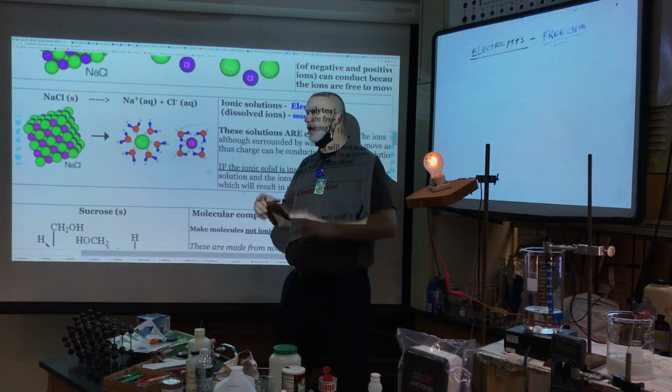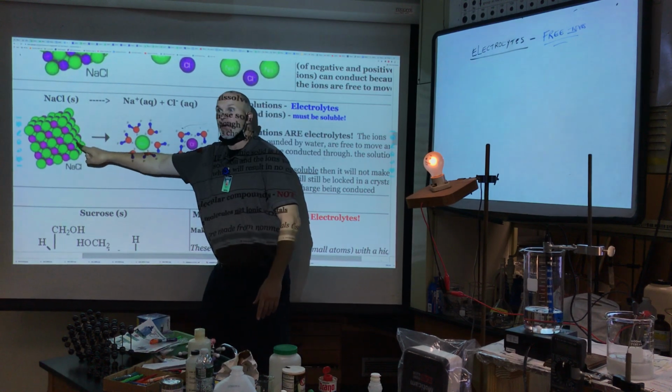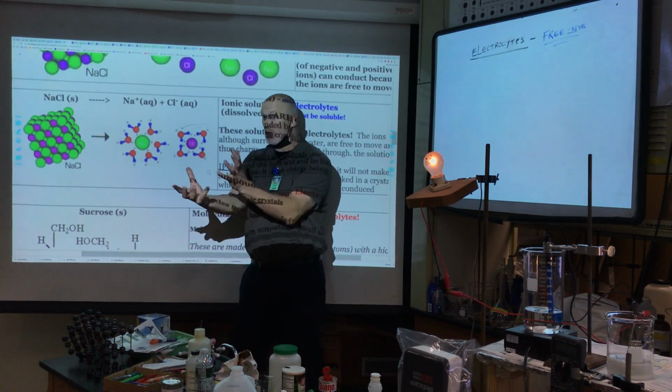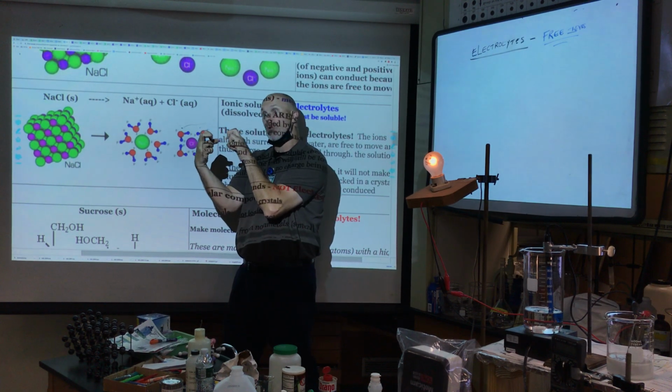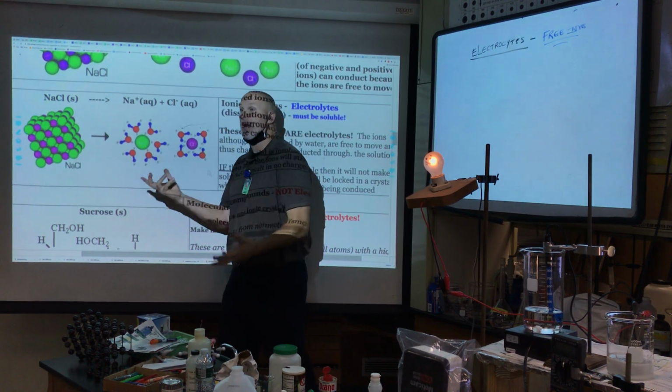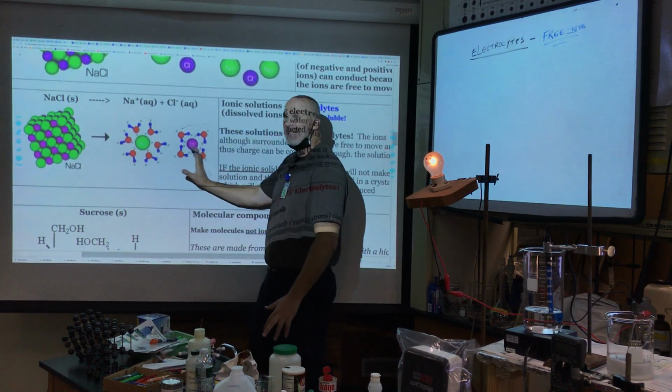So when we really think of electrolytes, we think about dissolved ions. What if it doesn't dissolve? What if I got something like calcium carbonate, which is a salt, but the positive 2 and the negative 2, they're not free. So things that are not soluble are not electrolytes. They have to be able to be free. So when you think of electrolytes, it's mostly dissolved ions.